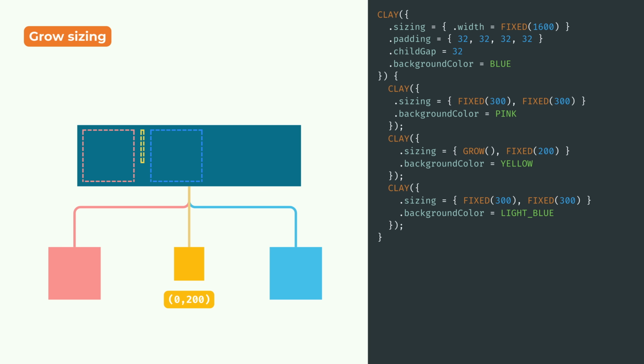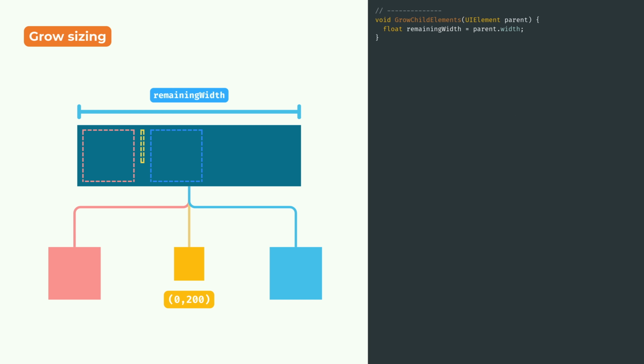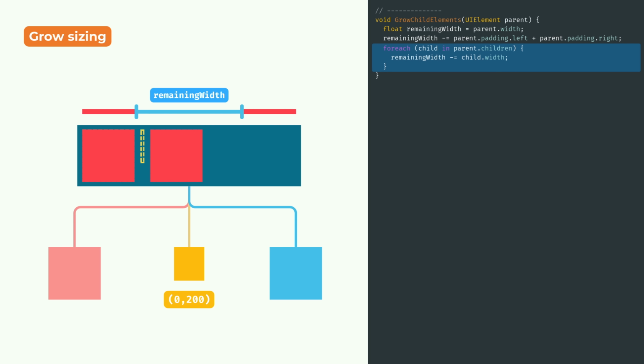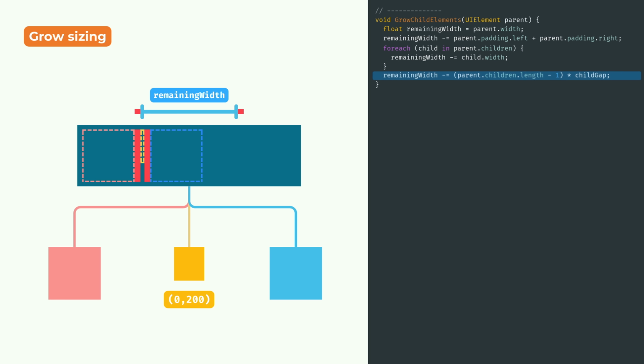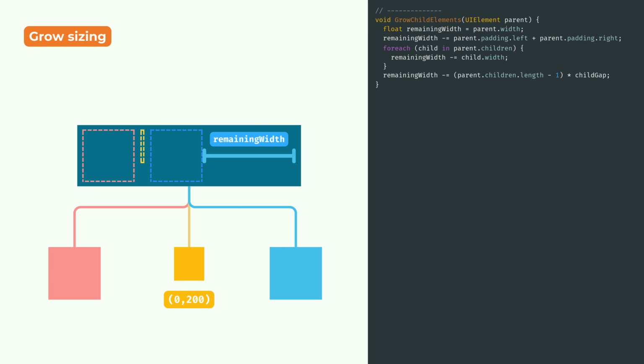In order to figure out how much space we have available to expand into, we can start with the entire width of the root container and subtract exactly the same calculated value we use for fit sizing. That is, the two padding values, the sum of the sizes of all of the child elements, and the total gap between the child elements, which uses that fence post calculation. As you can see, this perfectly gives us back the total remaining space along this axis.